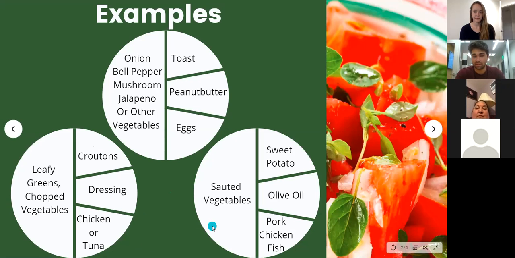And then finally for dinner, something like zucchini, asparagus, anything of that. Nice big serving of those. A side of sweet potato, some olive oil that you use to cook the veggies, and then your protein, which could be pork, chicken, fish, whatever your flavor of the week is or day.